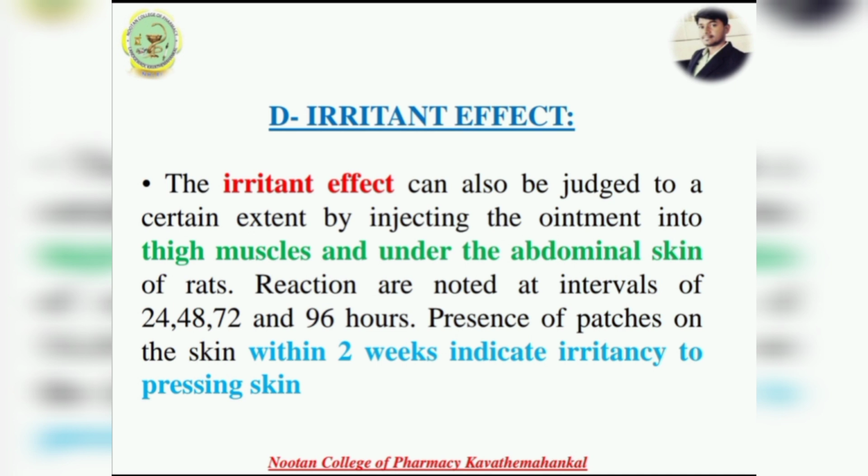The last one is the irritant effect. The irritant effect can also be judged to a certain extent by injecting the ointment into the thigh muscles and under the abdominal skin of the rats. The reactions are noted at intervals of 24, 48, 72 and 96 hours. The presence of patches on the skin within 2 weeks indicates the irritancy. These are the irritating effects observed using the rat.